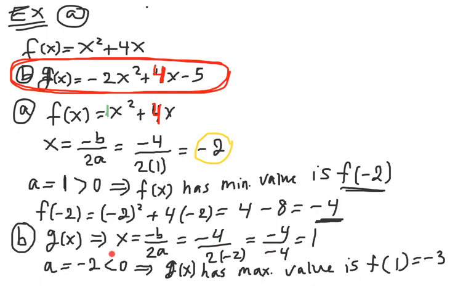Now again, I have to check the value for a. The value for a is minus 2, so minus 2 is less than 0. That means g of x has a maximum value. The maximum value is g of this value, the x, g of 1, which is equal to minus 3. Is it clear?